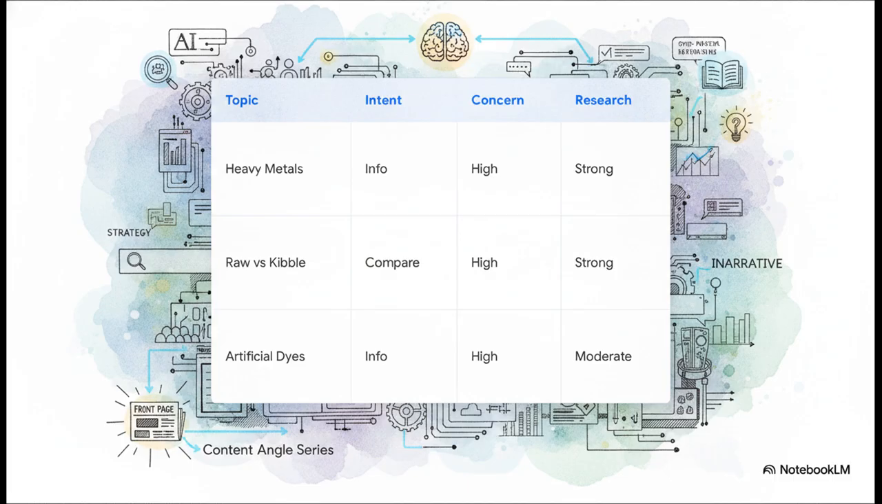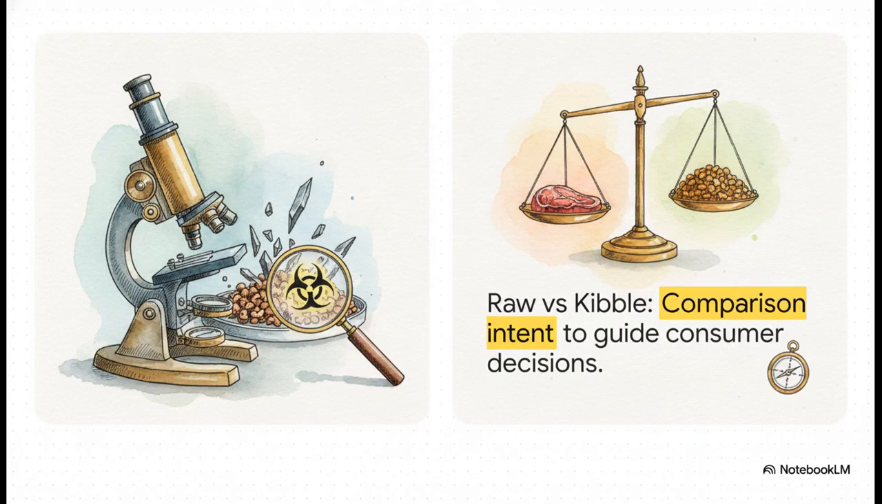This matrix right here is what ultimately determines what makes it to the front page of an investigative series. Let's actually compare 2 high-priority topics just to see how that framework operates. Take heavy metals in dog food. The search intent there is purely informational. People want the hard facts. The lab data is bulletproof. So the narrative angle naturally becomes a straight-up, alarming safety investigation.